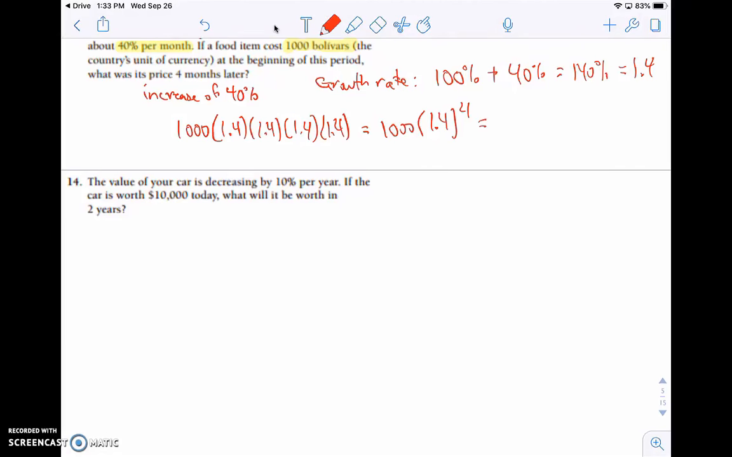And this is approximately, I should say, it's rounded, 3,842 bolivars. So notice how drastic of a change it is. Something that once cost 1,000, 4 months later is almost 4,000. So we've almost quadrupled with an increase of 40%, and that's pretty substantial when you think about the cost of food in a 4-month period of time, almost quadrupling. But that's how you would determine that, and the big key idea here again is finding this growth rate.